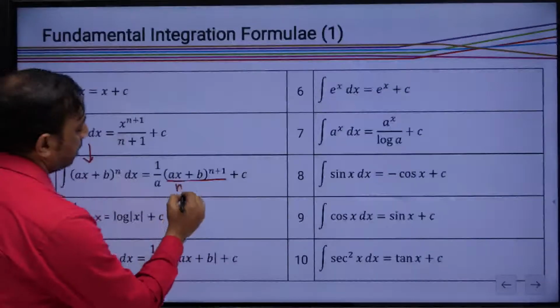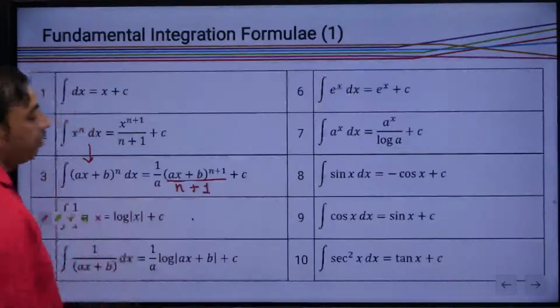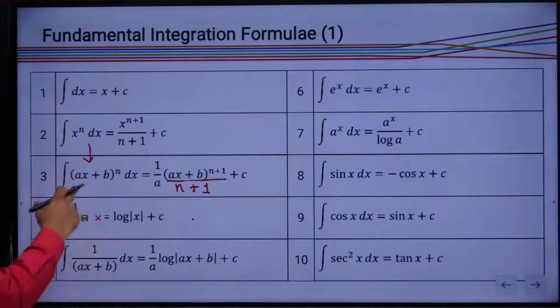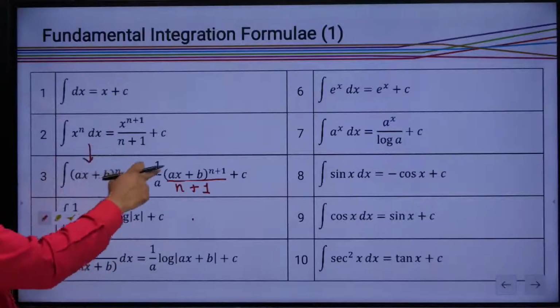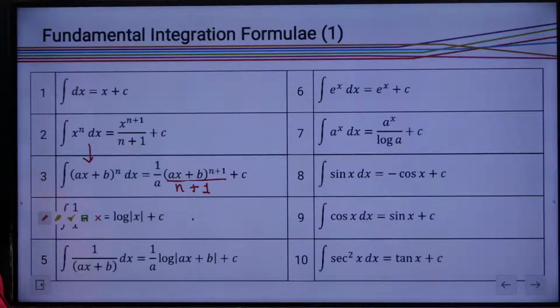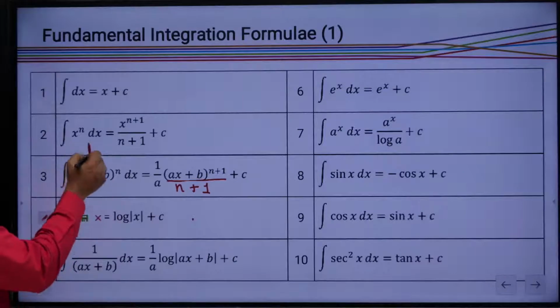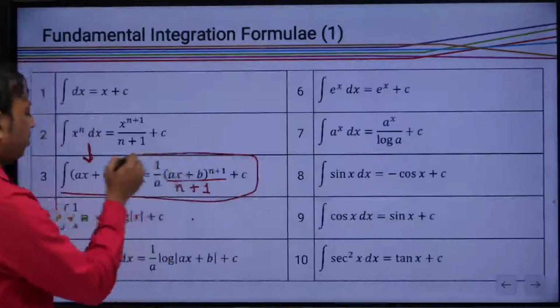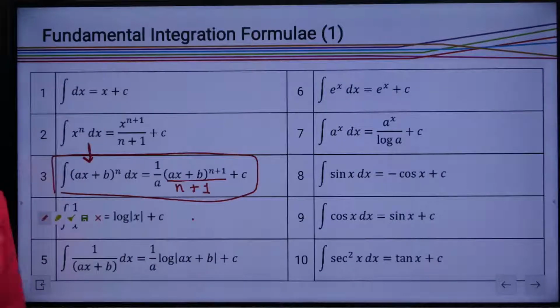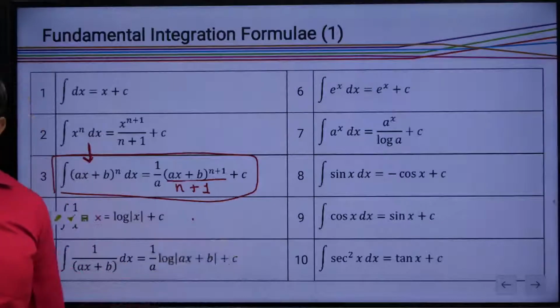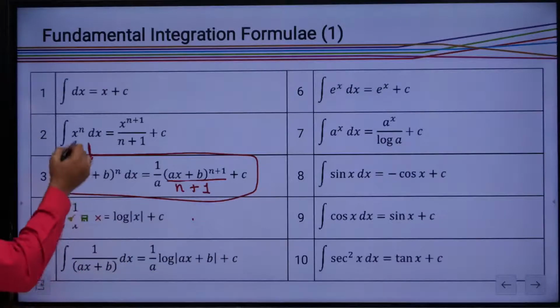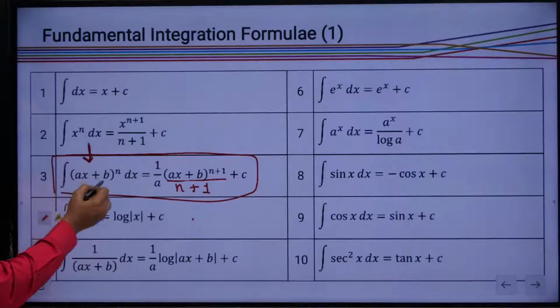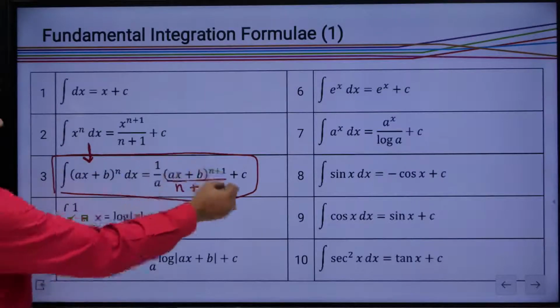Okay, this is n plus 1. So that is the formula we have for ax plus b to the power n dx: 1 upon a into ax plus b to the power n plus 1 upon n plus 1 plus c. This is the most general form for x to the power n, and this formula can be explained with the substitution rule in indefinite integration that we are going to take later on. So we will see how we get this formula for ax plus b to the power n dx in this particular form.